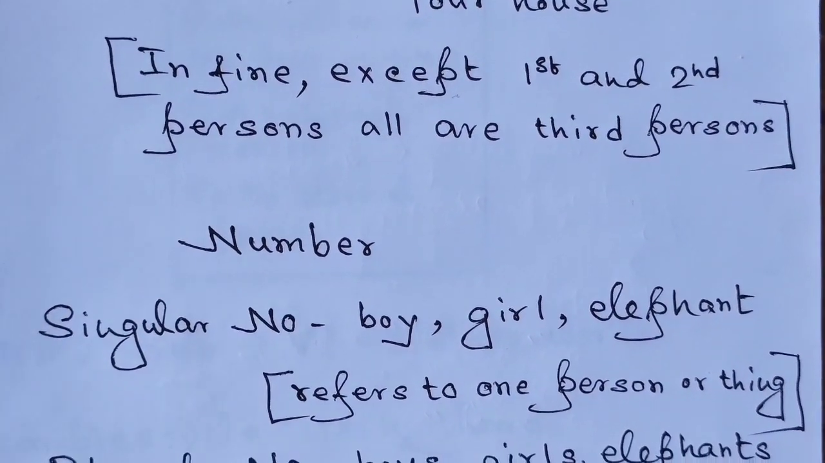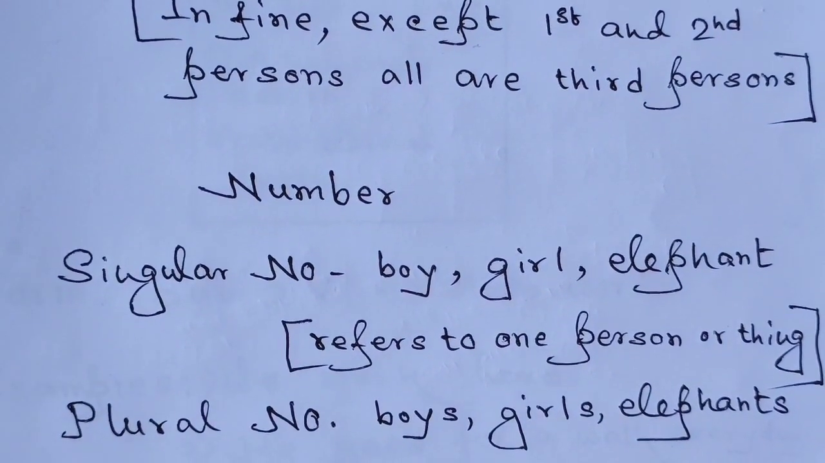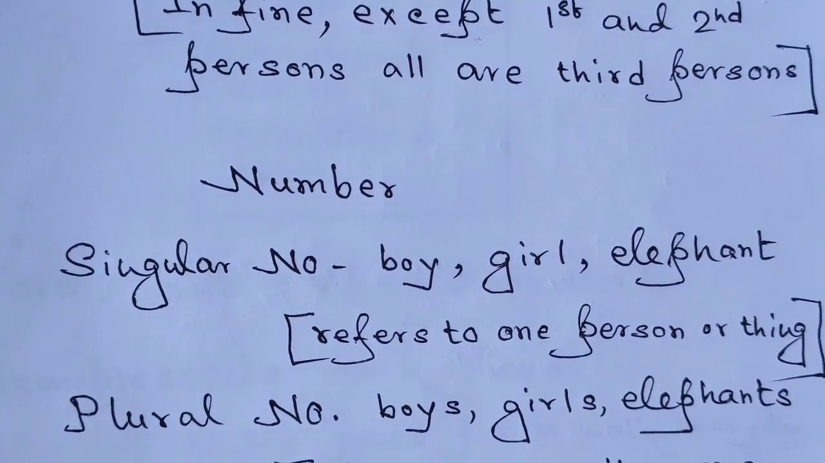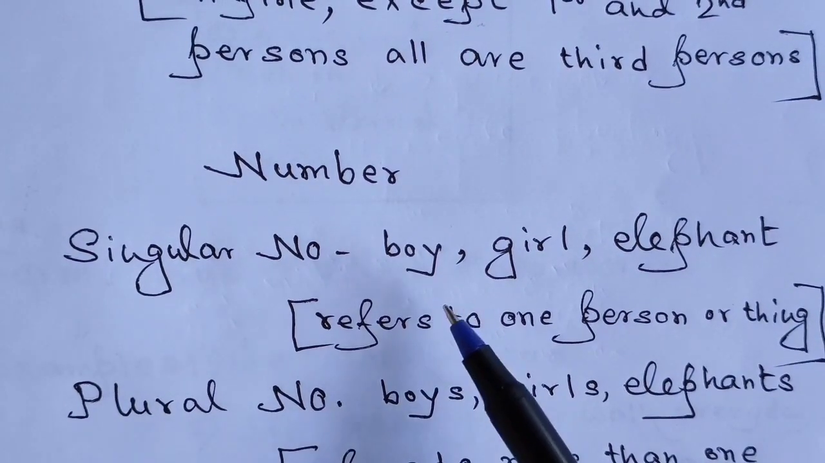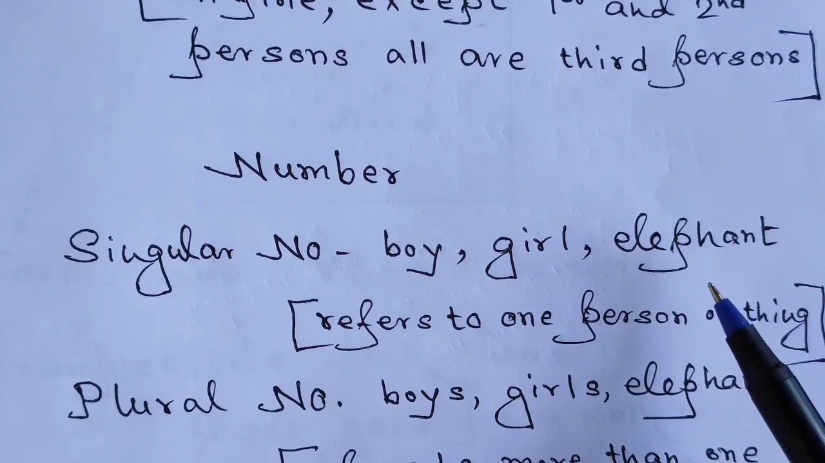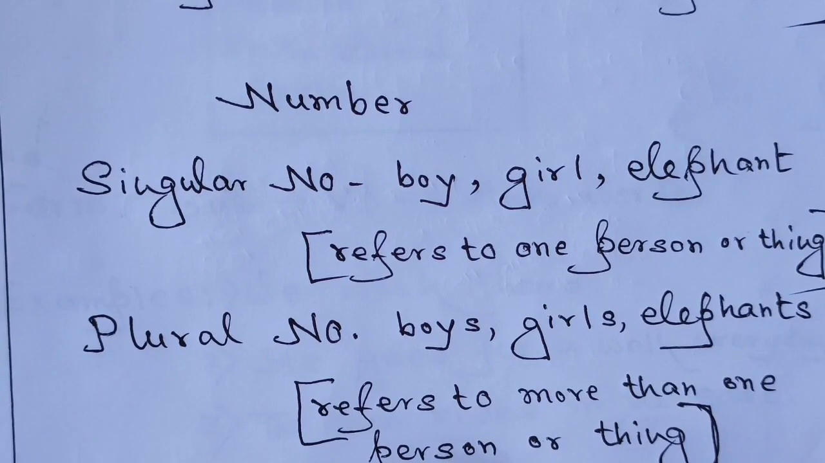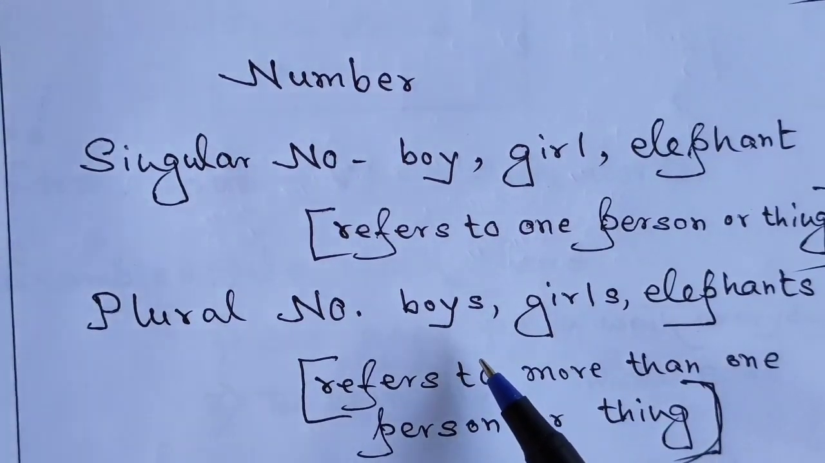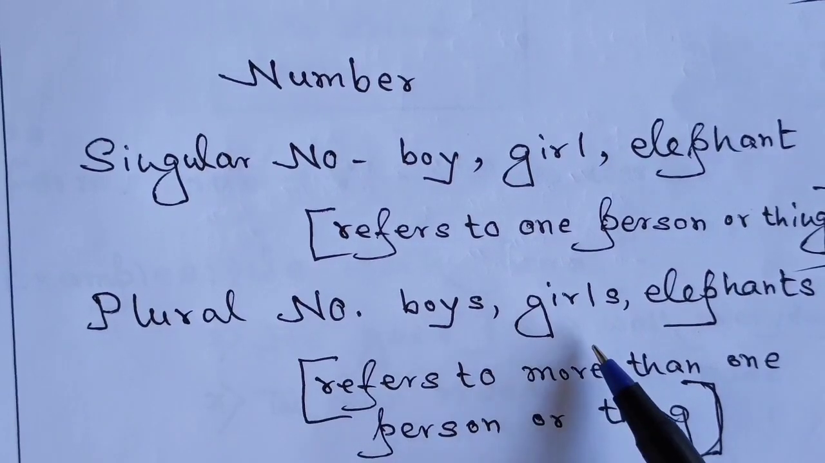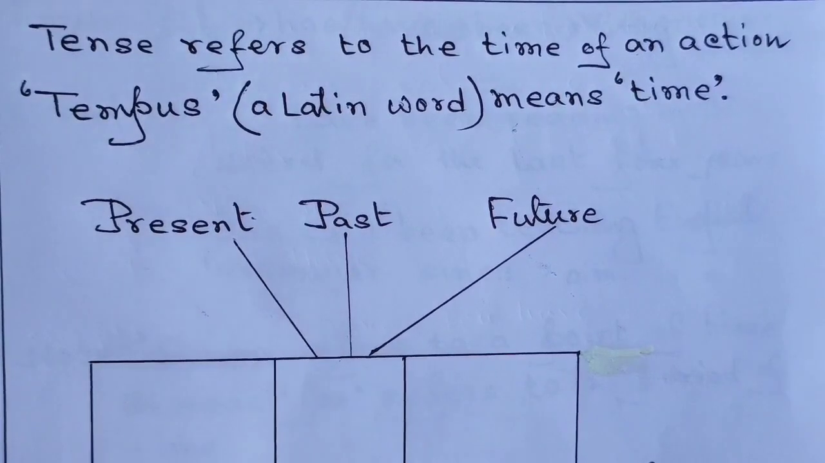This number in grammar is divided into two, singular number and plural number. Singular number refers to one person or thing. Just have a look at the examples. Boy, girl, elephant. These are quite easy to understand. And plural number refers to more than one person or thing. Now let's have a look at the examples. The same examples are made plural here. Boys, girls, elephants.